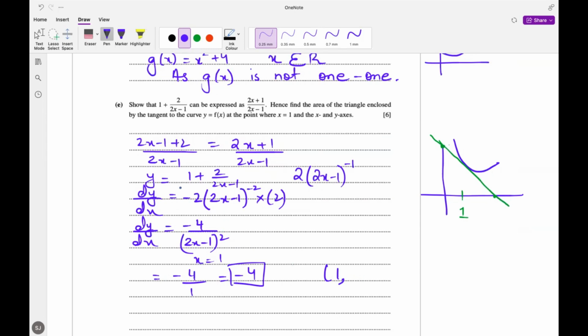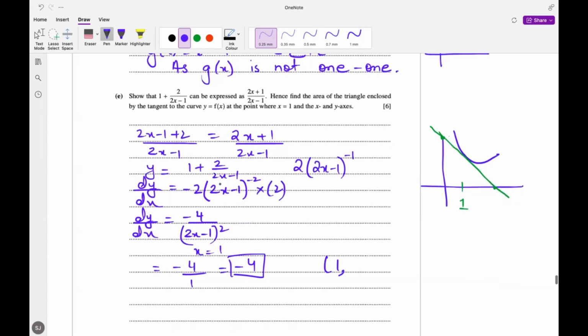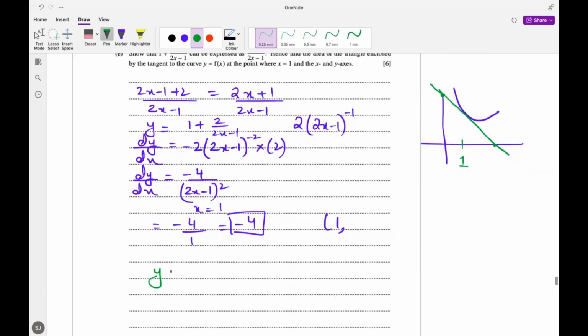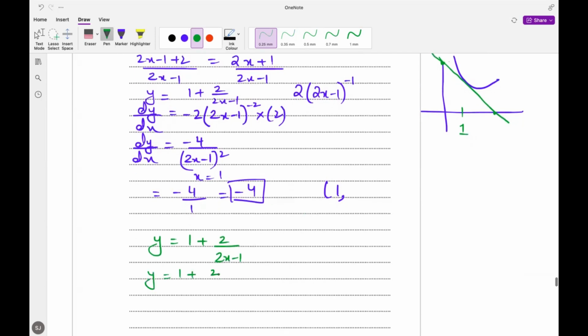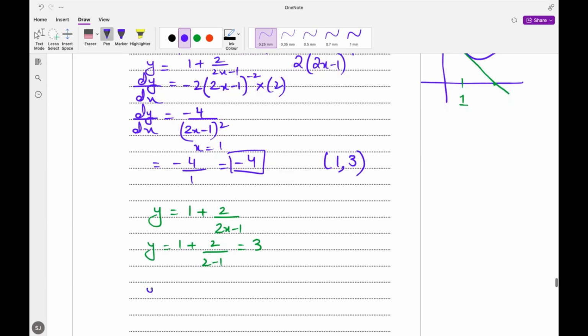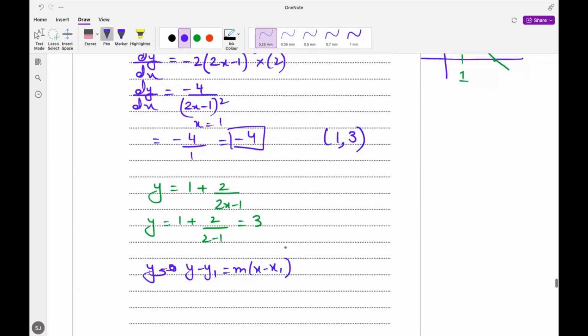To find the value of y, we'll use the expression y equals 1 plus 2 upon 2x minus 1. Substituting x equals 1, we get y equals 1 plus 2 upon 2 minus 1. So this will be 1 plus 2 upon 1, so y will be equal to 3. Once we have the values of x and y and the gradient, we can make the equation using the formula y minus y1 equals m times x minus x1. y1 is 3, so this equation will become y minus 3 equals minus 4 times x minus 1.